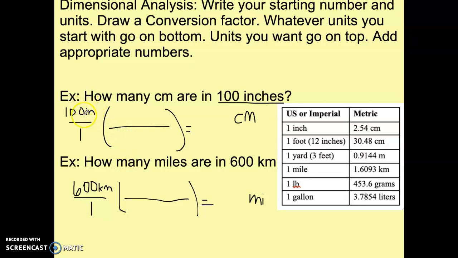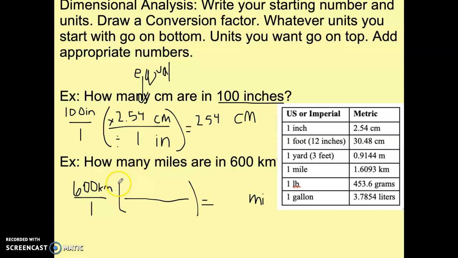Okay? Now, whatever units I start with go on bottom of my conversion factor. So that's inches here. Whatever units I want, how many centimeters, that goes on top. And then in here, these two numbers are equal. So you have to ask yourself how many centimeters is equal to an inch. I go over here, 1 inch is equal to 2.54 centimeters. Now if I was multiplying fractions, I'm going to take 100 times 2.54 divided by 1 to give me 254 centimeters.